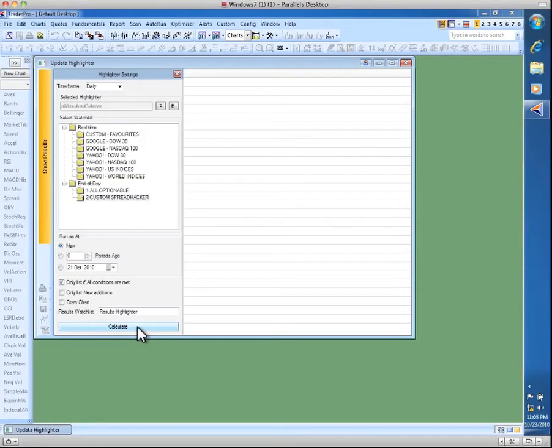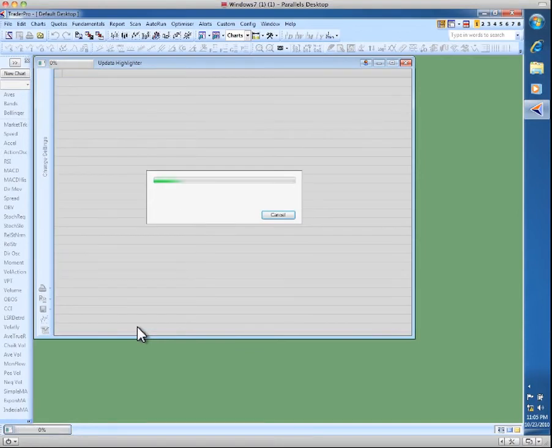Let's run the process to see how long it takes to arrive at a trading decision. While Trader Pro is running the customized scans, you can see here for 117 candidates, it's going to take less than 40 seconds.